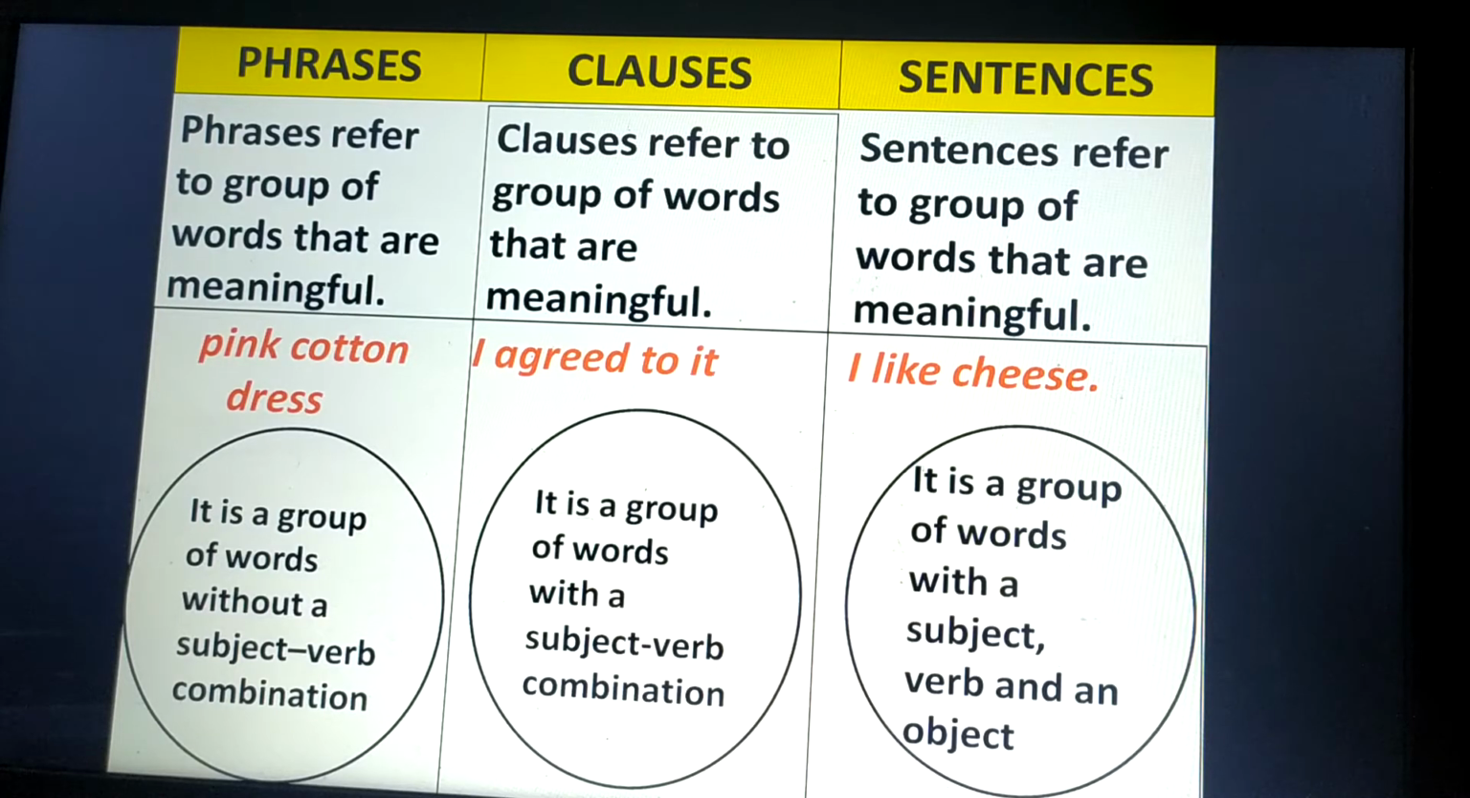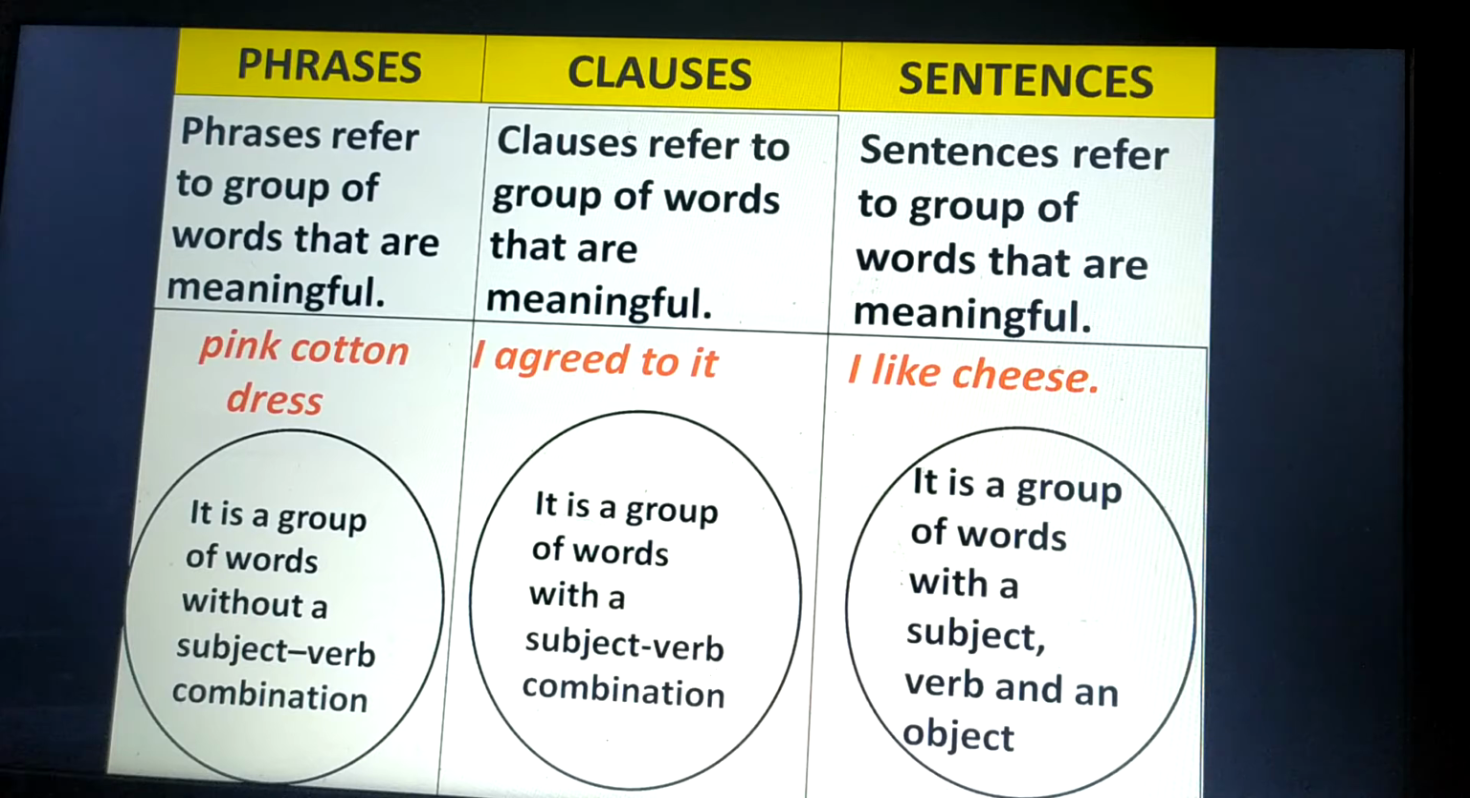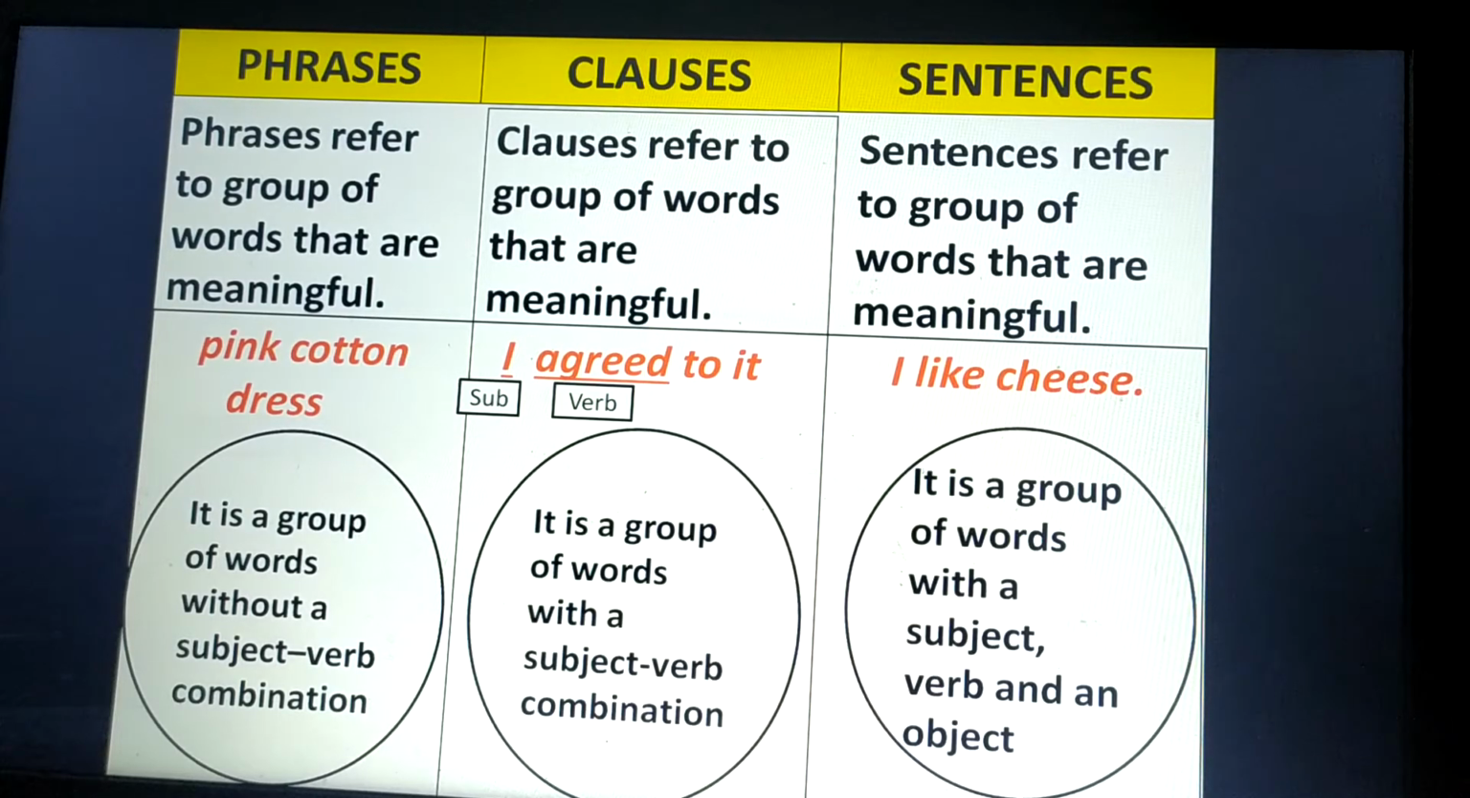You know that many people are confused about the difference between phrases, clauses and sentences? Yes, in this session we are going to know the differences between phrases and clauses. First of all, we will look at the similarities of phrases, clauses and sentences.